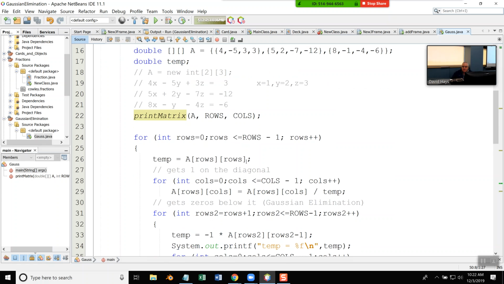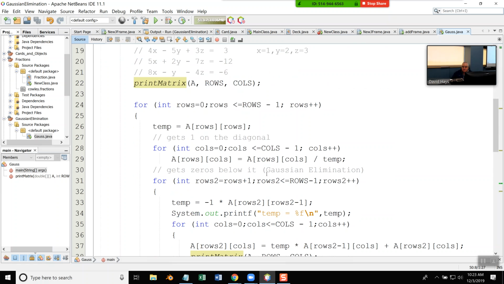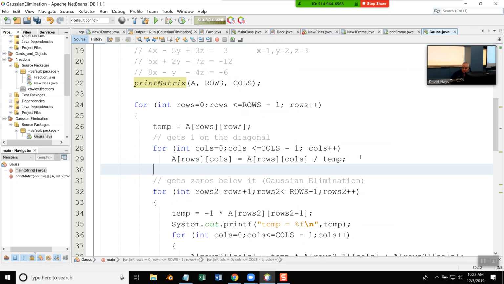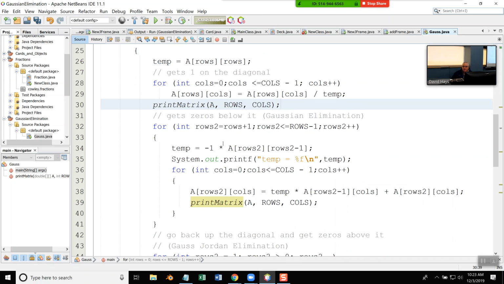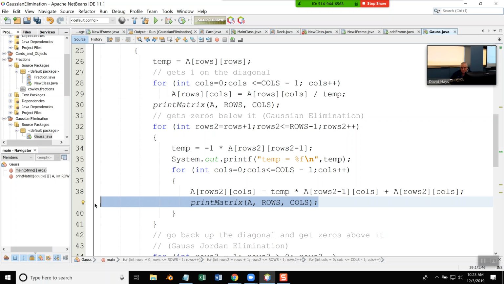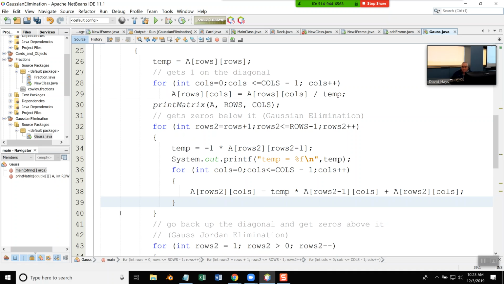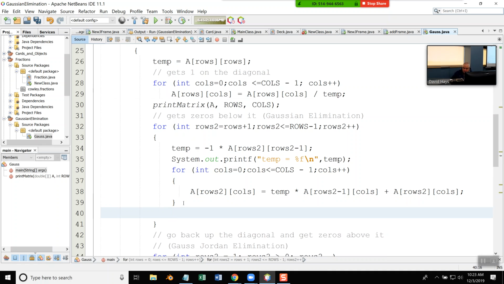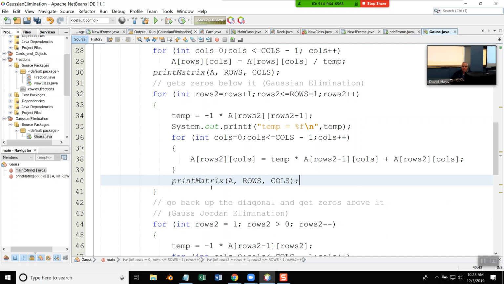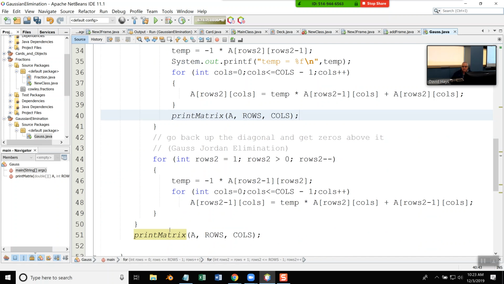Okay, so get one on diagonals. That's right here. So let's print the matrix. Get zeros below it. I don't want to necessarily have that in every column. That's too many. But I more want it probably for each row. So let's run that and see.